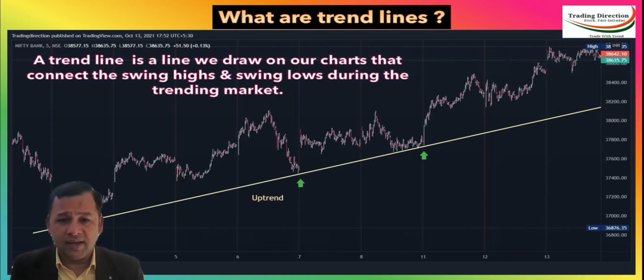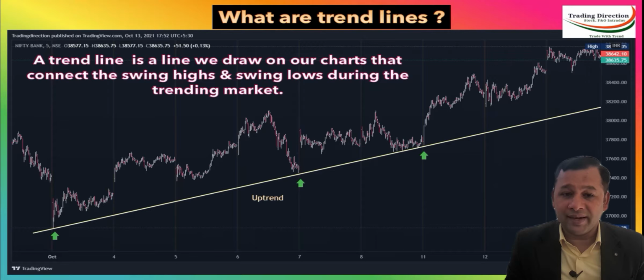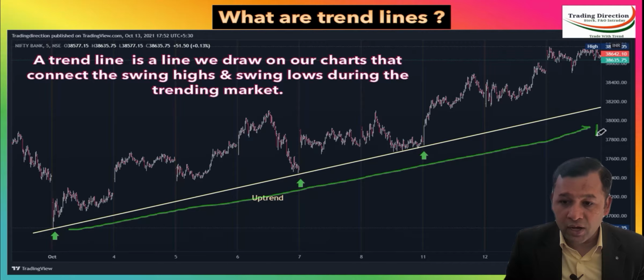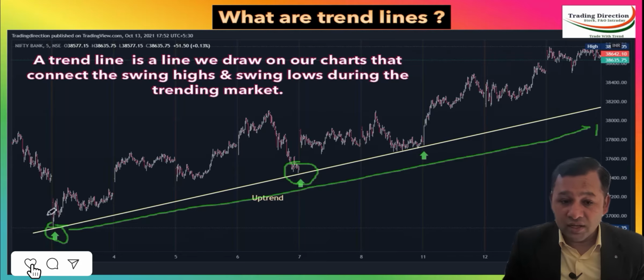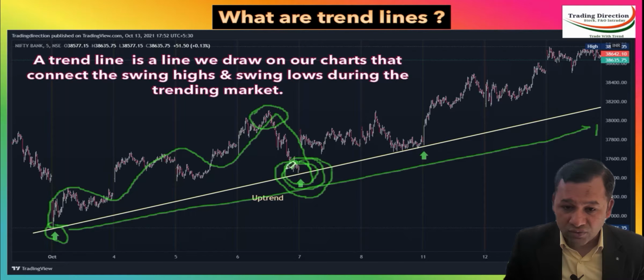What are trend lines? A trend line is a line we draw on our chart that connects the swing highs and swing lows during a trending market. This is called a trending market. This is a rising trend. So what happens? Any line connects any two points. Let us say this is a swing low. Wherever the market goes high and touches down, we call that a swing low, and this is a swing high.